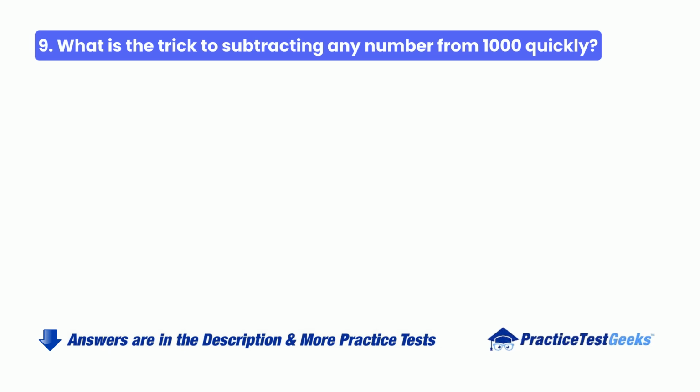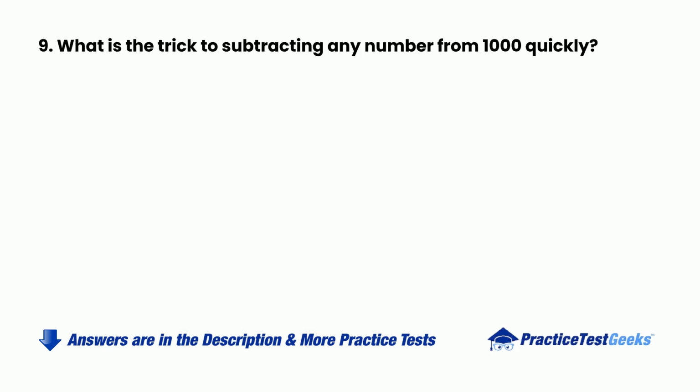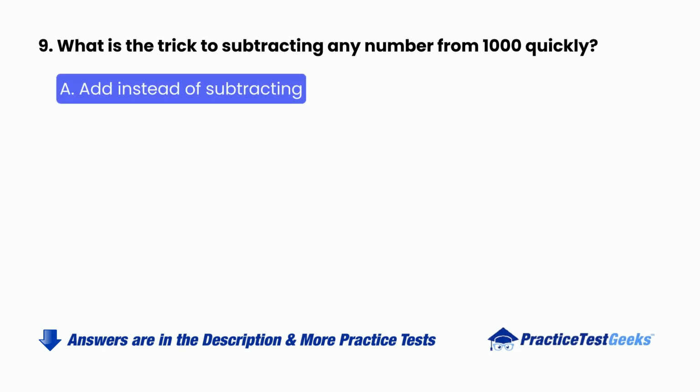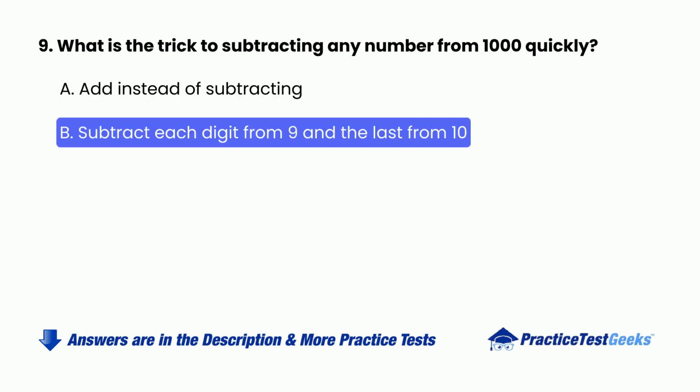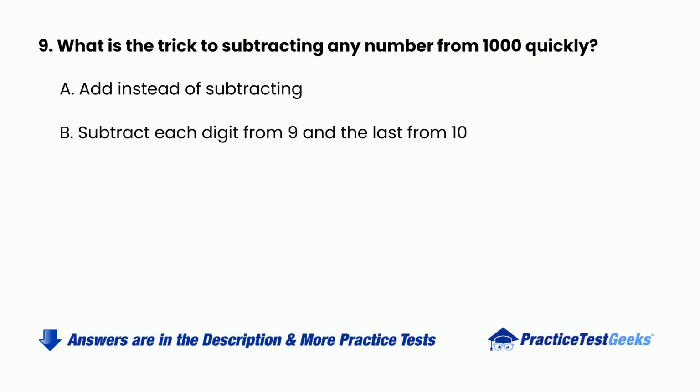9. What is the trick to subtracting any number from 1000 quickly? A. Add instead of subtracting. B. Subtract each digit from 9 and the last from 10. C. Multiply by -1. D. None of these.